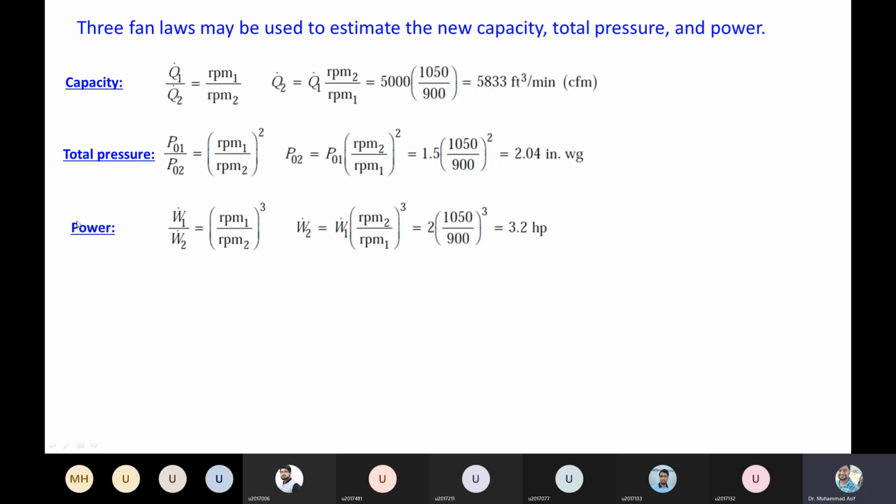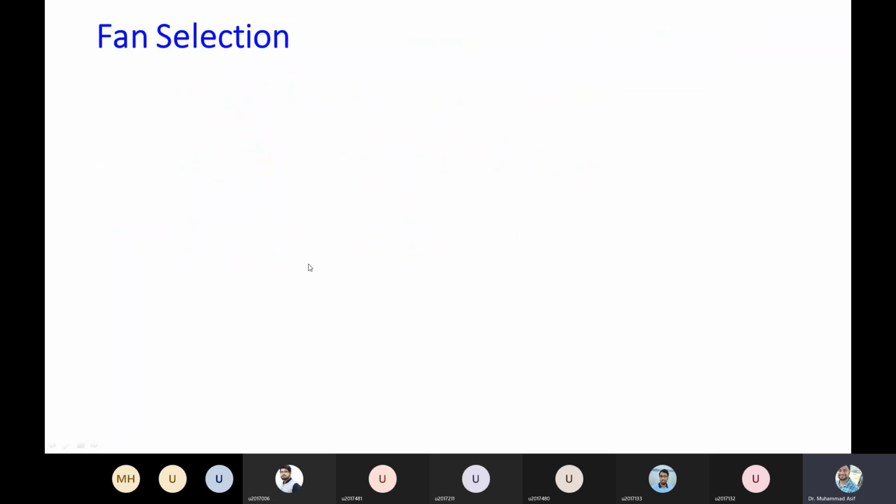This is the static pressure at 1050 rpm. Similarly, the third fan law is between the power and the RPM. So if the RPM is 1050, then the power will increase from 2 horsepower to 3.2 horsepower. Okay, then this is very important.